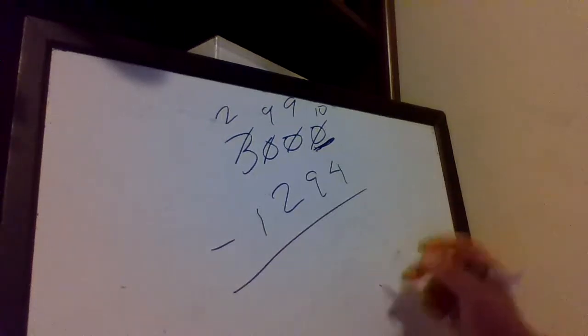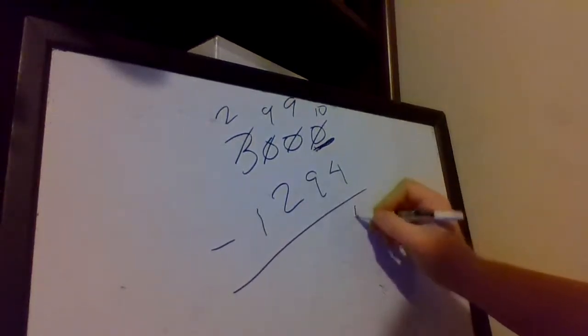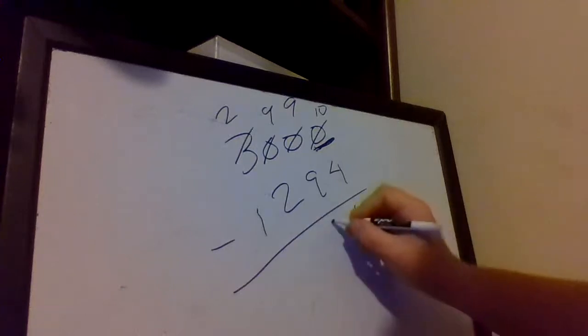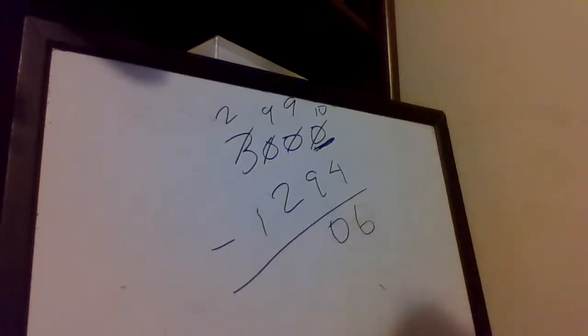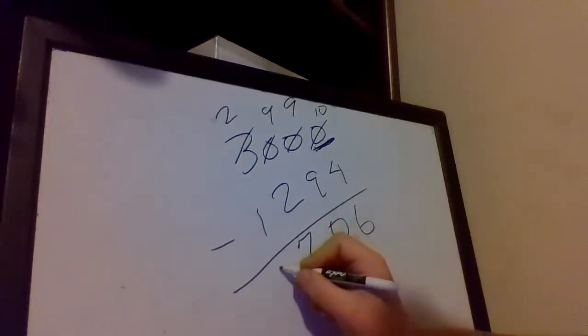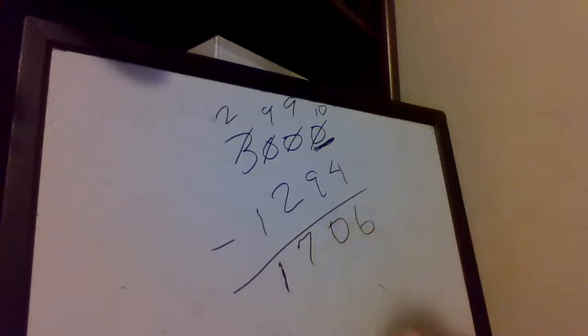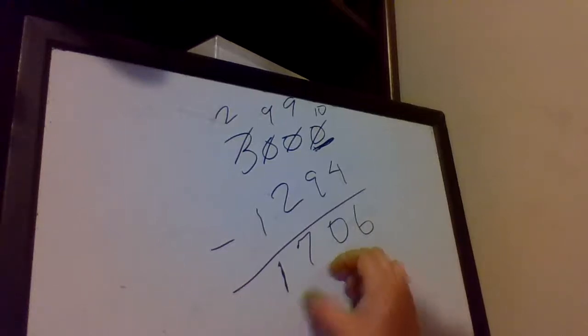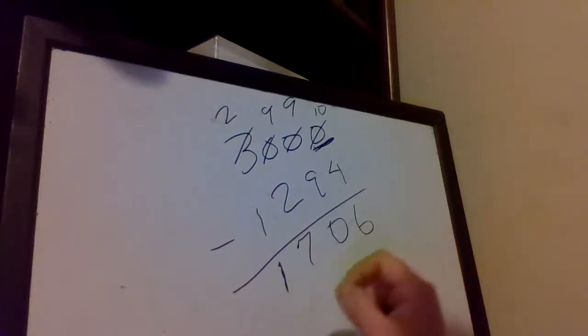Now we're going to subtract. 10 minus 4 is 6. 9 minus 9 is 0. 9 minus 2 is 7. And 2 minus 1 is 1. Alright, so our answer is 1,706. Or 1706. If I say 1706, that just means 1700s and 6 ones.